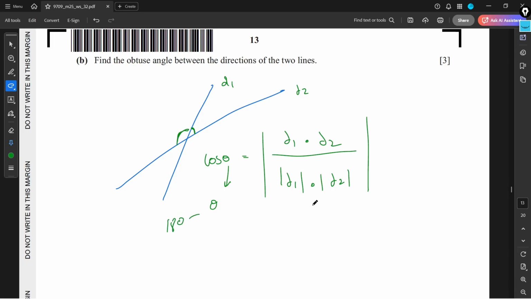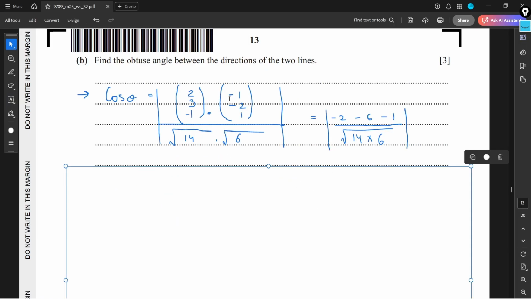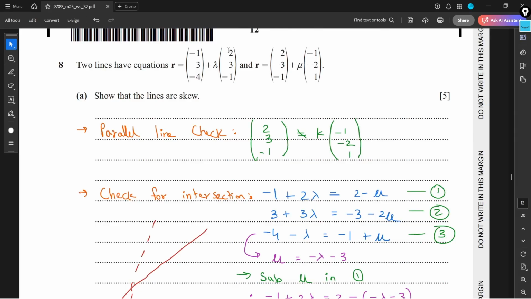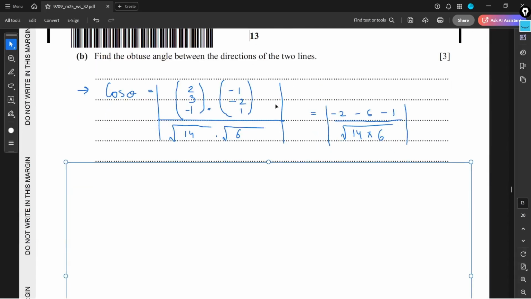So keeping this idea in our brain, let me show you how I've done this. I've copied the direction vectors from the first part, that is 2, 3, minus 1 from the first line, and minus 1, minus 2, and 1 from the second line. I'm taking the dot product on the top, and then I'm taking the magnitudes of both the direction vectors in the bottom. So I've simply done 2 squared plus 3 squared plus minus 1 squared, that is going to be root 14, and over here it will be root 6.